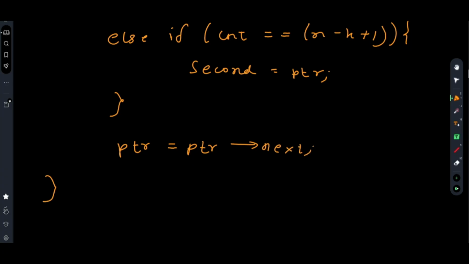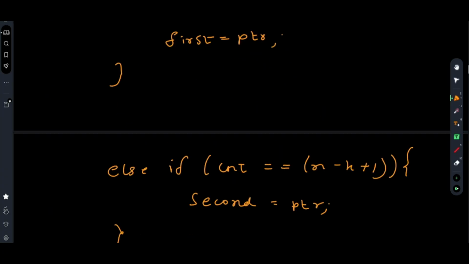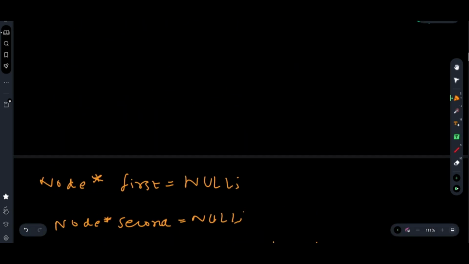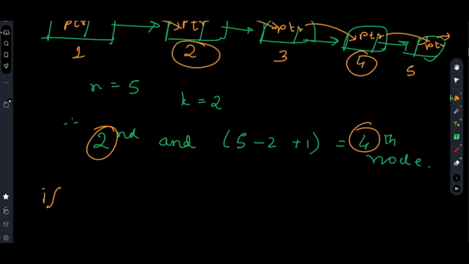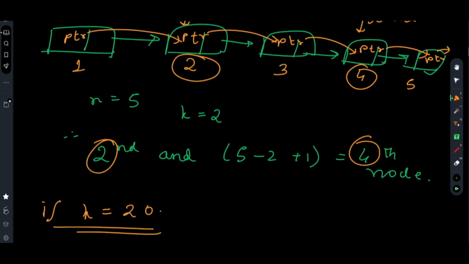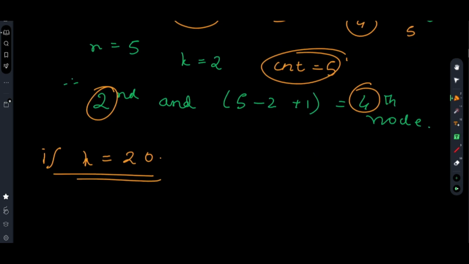This is the overall algorithm. Now, if your second does not exist, for example, if k equals let's say 20, in this situation you will never find it, you will move the pointer out of bounds. You see when the pointer goes out of bounds, your cnt value becomes 5, but the first is still empty and the second still remains empty.